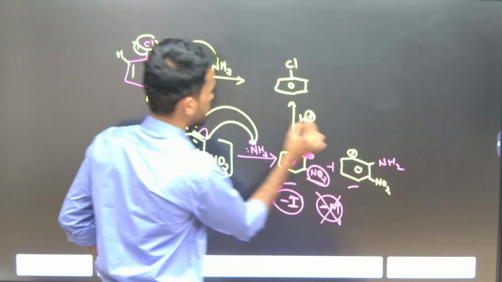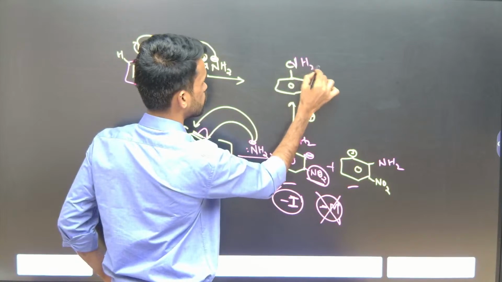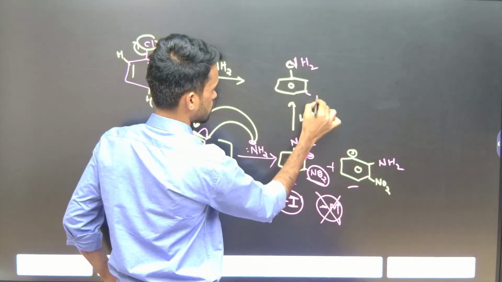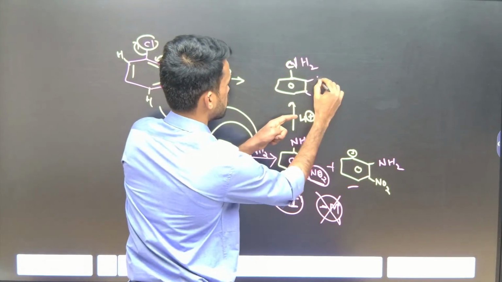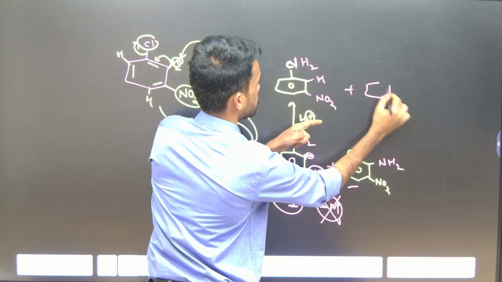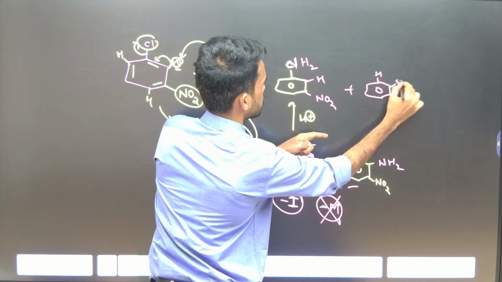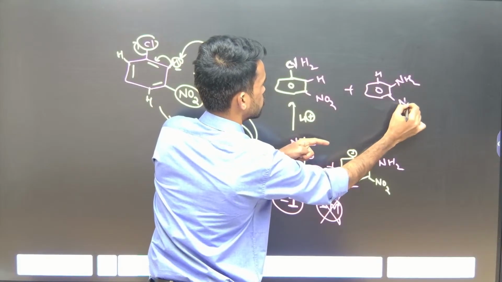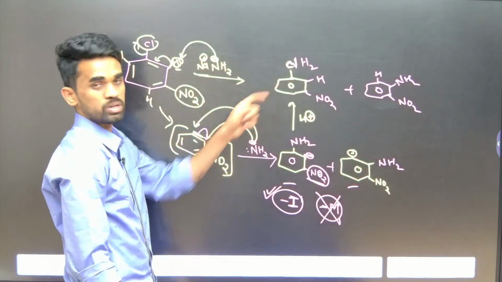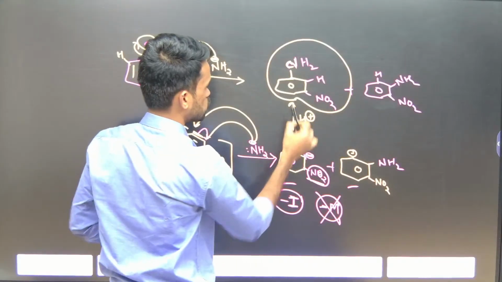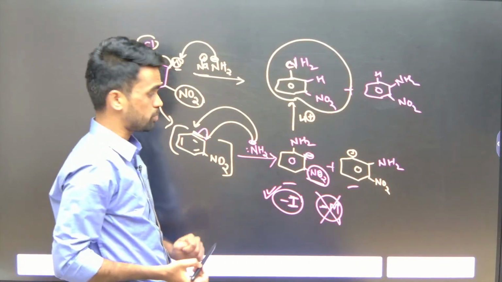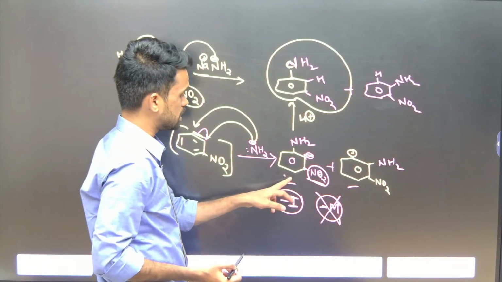So what will be the major product here? NH2, NO2 and proton here. And this will be NH2, NO2. So tell me which is major? This one. Okay. So why? Because the negative charge close to the electron withdrawing group is more stable. So that's why this is the deciding factor.